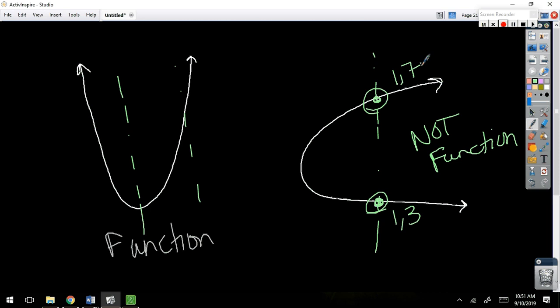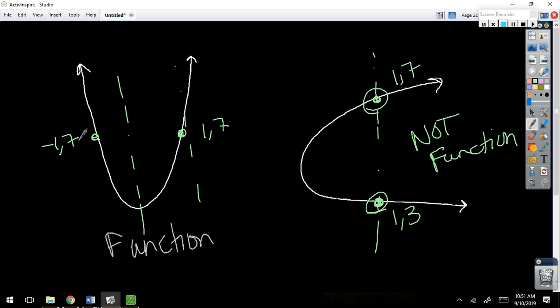So basically, it's only a problem if the x-coordinate is repeated. The y-coordinate can repeat. That doesn't matter, because here these are at the same height. This might be 1.7 and this might be negative 1.7, but it's still a function. Okay? It's the x's. Does that make sense? Vertical line test, anywhere a vertical line intersects more than once, then it's not a function. But if it never will intersect more than once, then it is a function. Does that make sense? Okay.